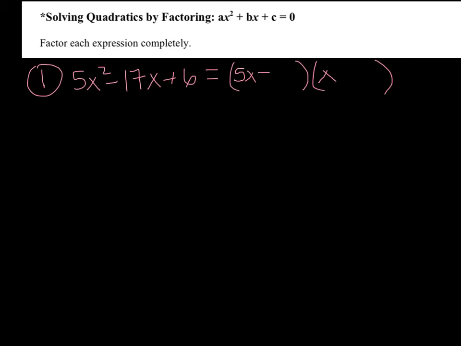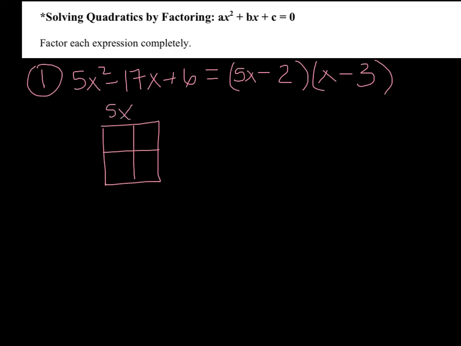I can fill in my signs. I know they both have to be negative because I need to get a positive product but add to a negative. And so now I think about factors of 6. 3 and 2 come to mind, and I notice that if I put the 3 here, 3 times 5 would give me 15, which is close to my goal of 17. So if I put the 3 here, get 15, and I put the 2 here, this would be 2. So I'd have 15x and 2x, which would add to the 17x. So I'm going to strategically place the 3 here and the 2 here, and then I'm going to check to ensure that I have the correct factorization.